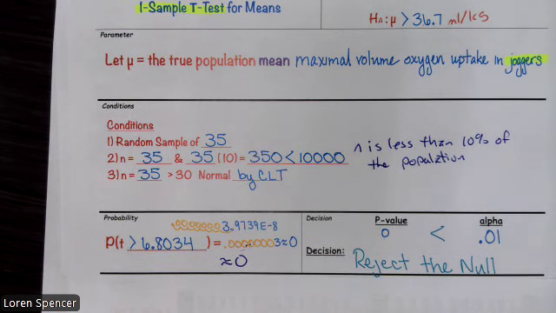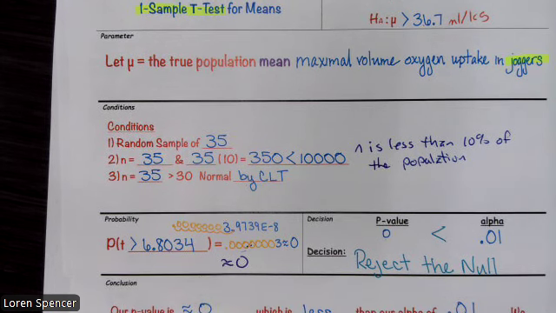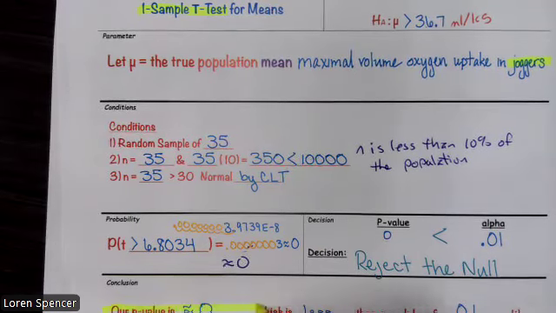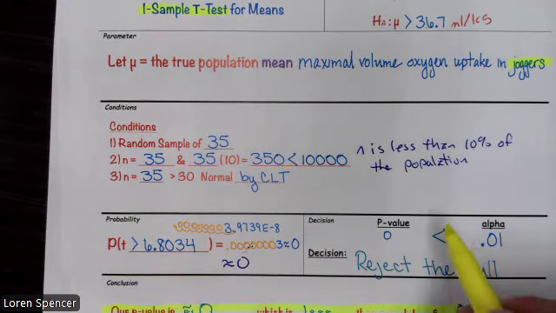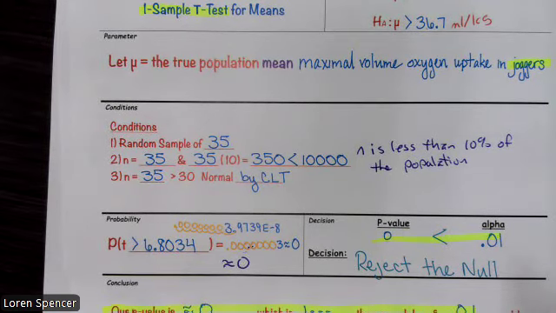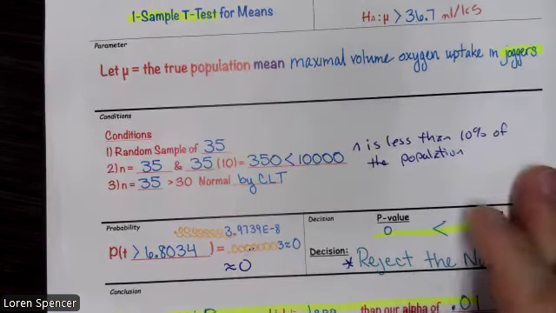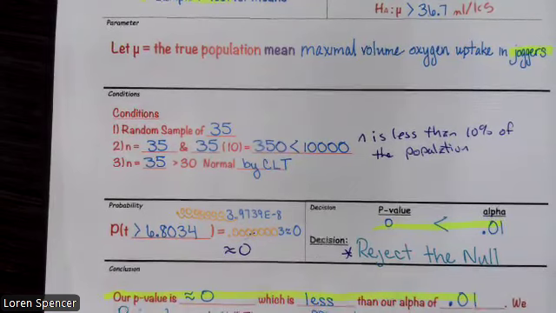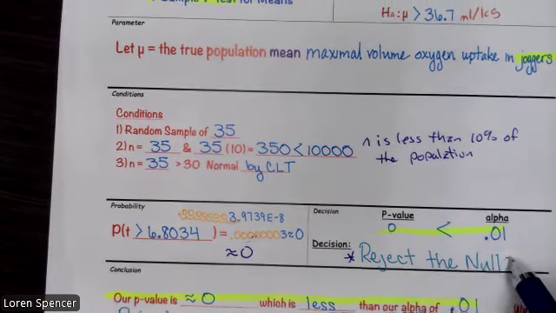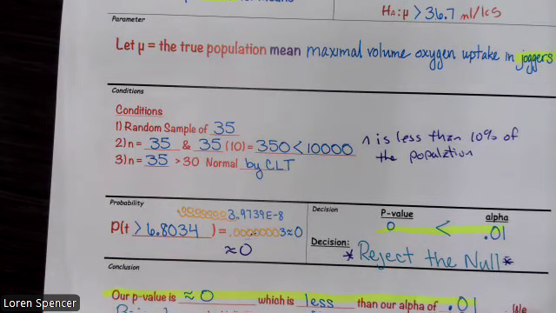Now, let's go ahead and write our sentence out. Our p-value is approximately 0, which is less than our alpha, 0.01. That's exactly what it says there. The next thing is we reject the null. Right here, it says we reject the null, and that comes straight from here. We reject the null. Don't forget that.